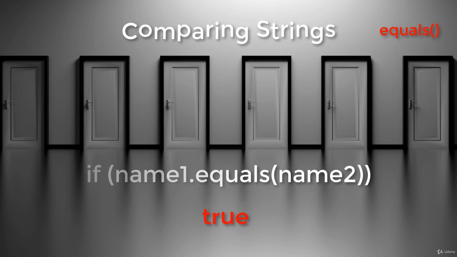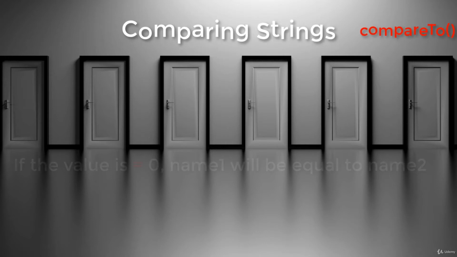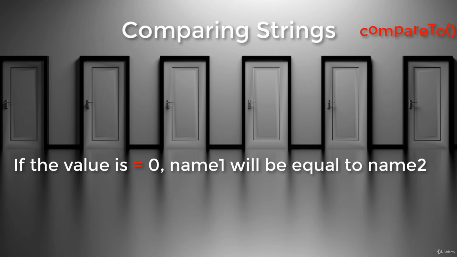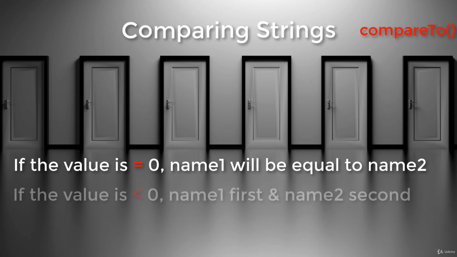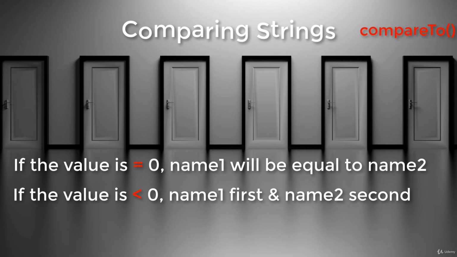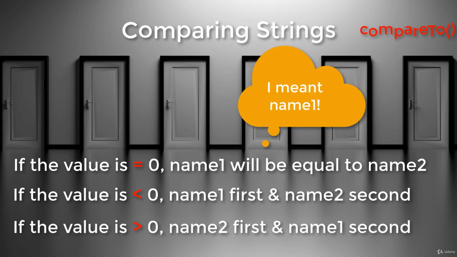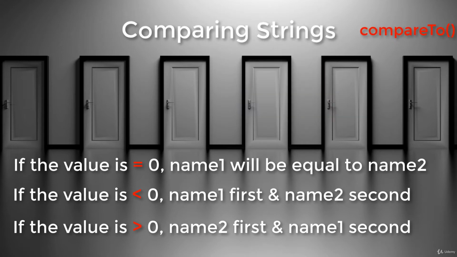The other way of comparing strings is to use the compareTo method. This method returns an integer value that can be used as follows. If the value is 0, name1 will be equal to name2. If the value is a negative value, smaller than 0, then name1 will be first in the alphabet and name2 will be second in the alphabet. Or in short, name1 will be smaller than name2. If the value is positive, more than 0, name2 will be first in the alphabet and name1 will be second. Or, in short, name1 will be more than name2.